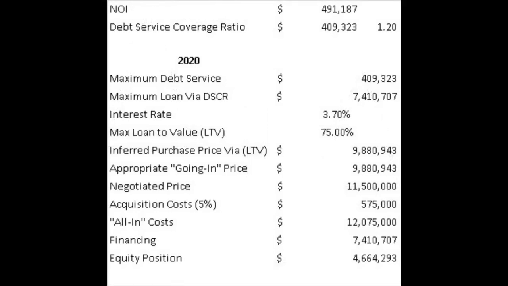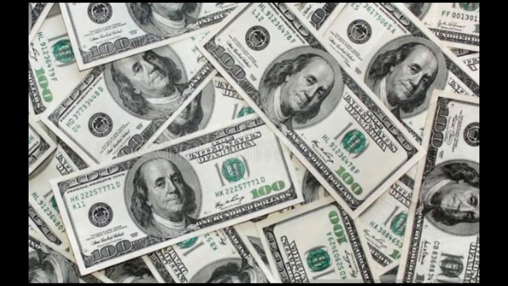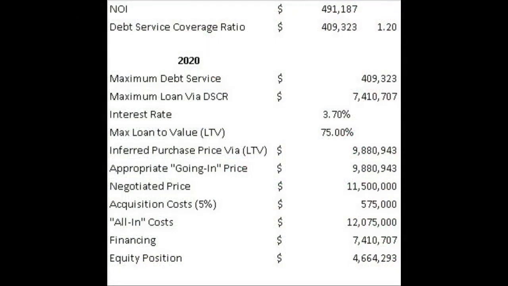and trying to keep things rounded as long as I can, I estimated about 5% acquisition costs. That gives us an all-in cost, and that's exactly what it sounds like. It's all the costs associated with acquiring the property. So the all-in is $12,075,000. The loan amount subtracted from that leaves $4,664,293, and so I guess that's about it for the rounding anyway.